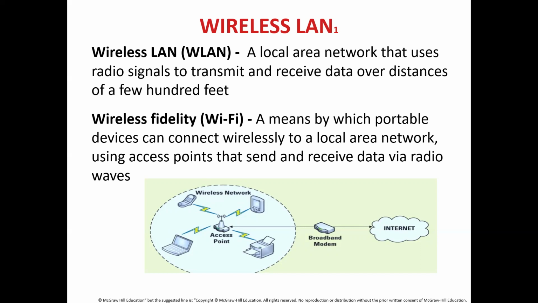A common example of wireless LAN is wireless fidelity, or Wi-Fi. Wi-Fi is a means by which portable devices can connect wirelessly to a local area network using access points that send and receive data via radio waves. It is an 802.11 standard. The 802.11 standard is the carrying out of wireless local area network communication.